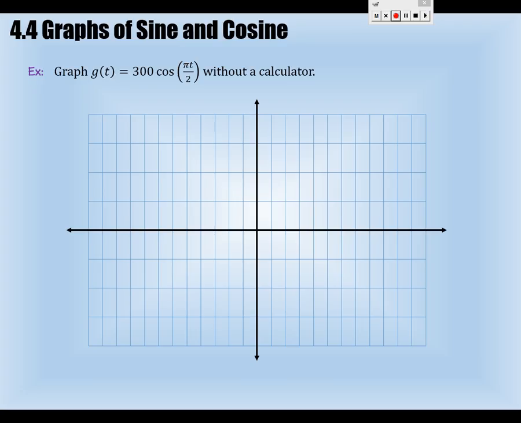Wait, it's another cosine. Wait. This is literally just going to be... It's not... Sorry. It's okay.